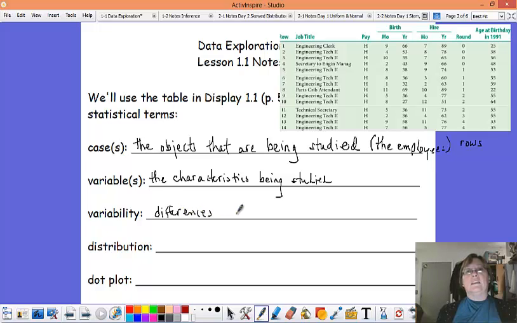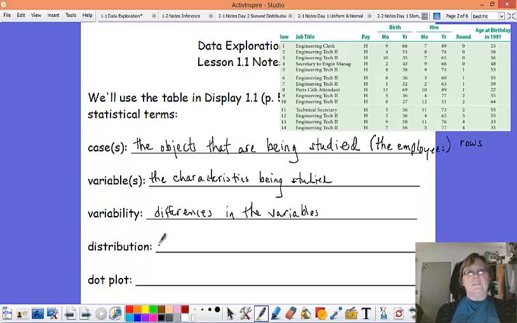All right, if variables are the characteristics being studied, then variability means the differences in the variable. And if you think about that, differences in the variables, the difference that we're going to be interested in is in their ages on the layoff year. How old were they? The variability is the differences in the variables.